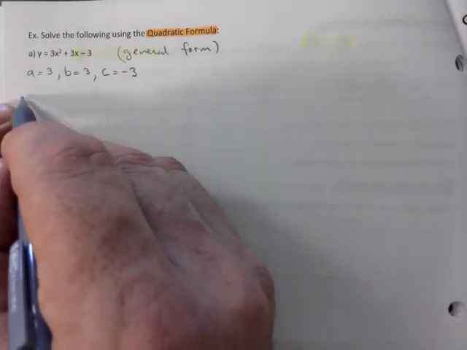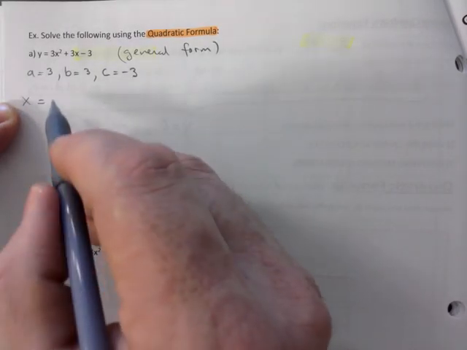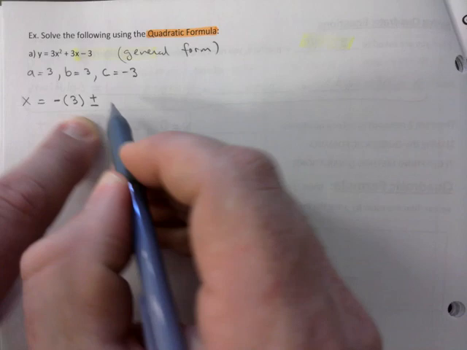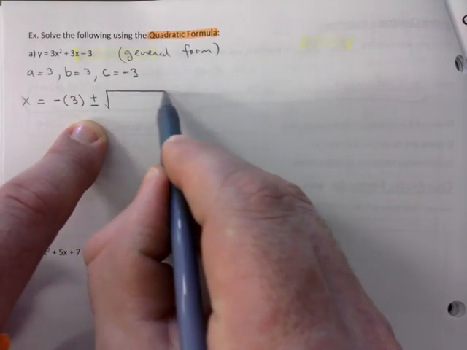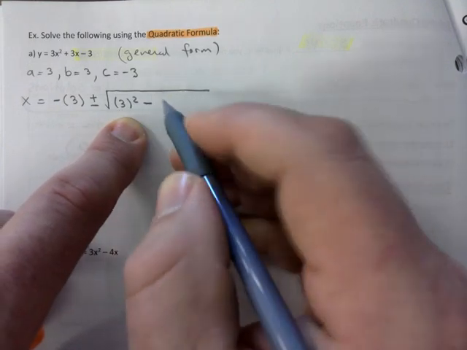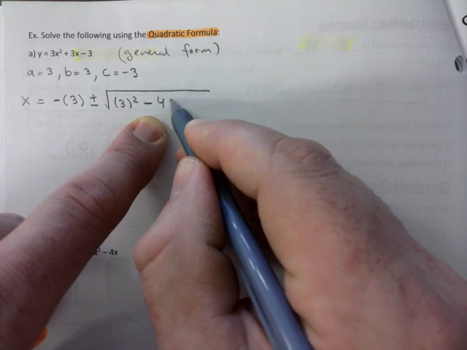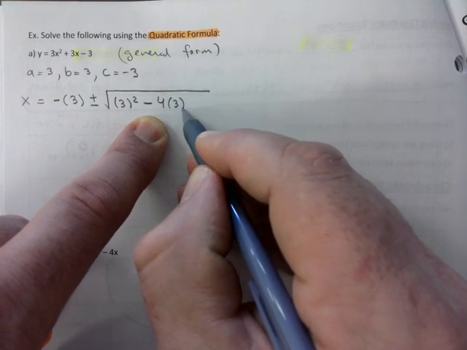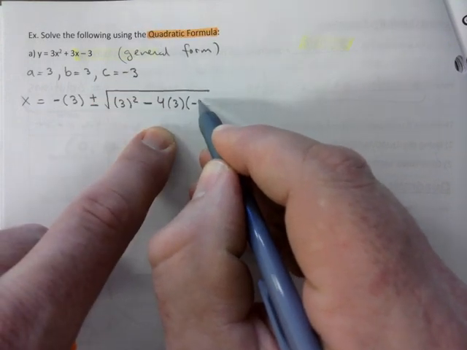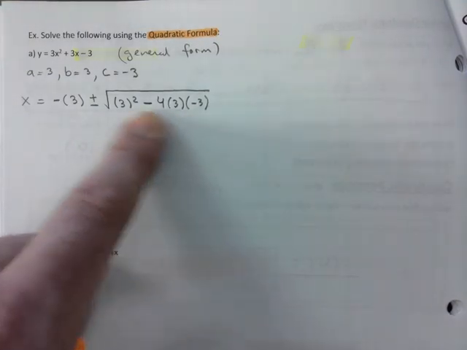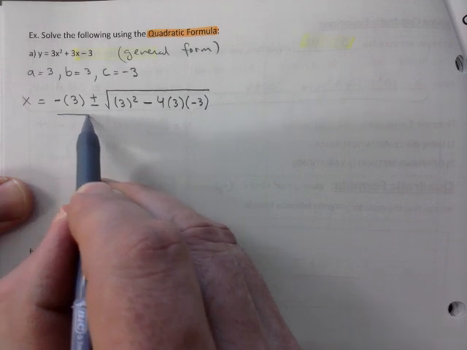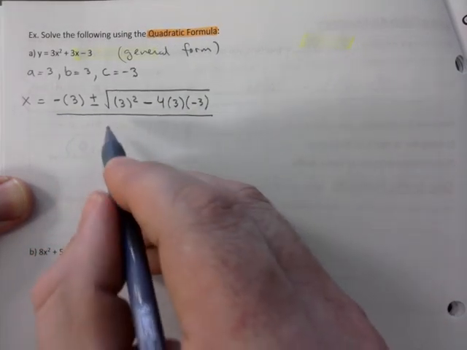So let's use our formula. It calls for negative b plus or minus root of b squared minus 4 times a times c. What's c? It's negative 3, correct? That's why I put brackets everywhere, so I don't get the signs wrong. Over 2 times a.